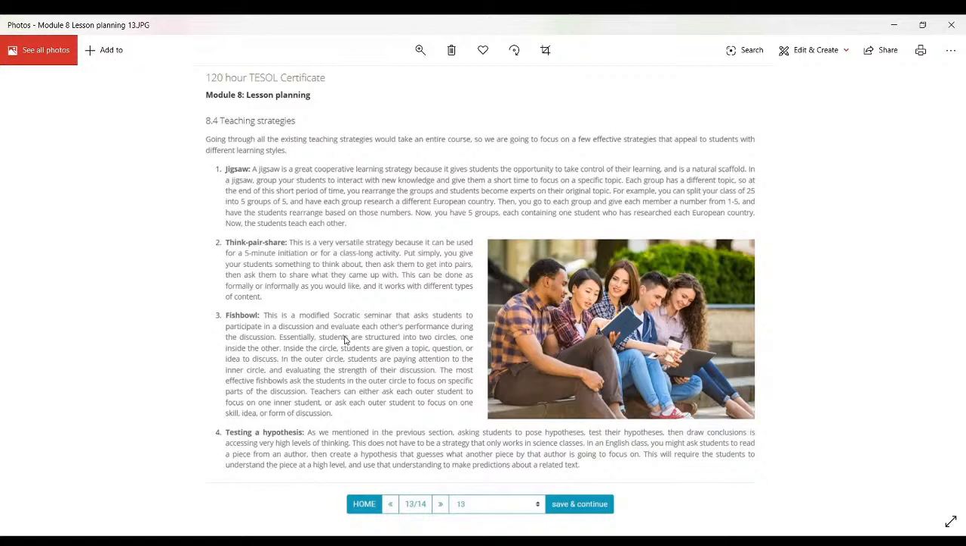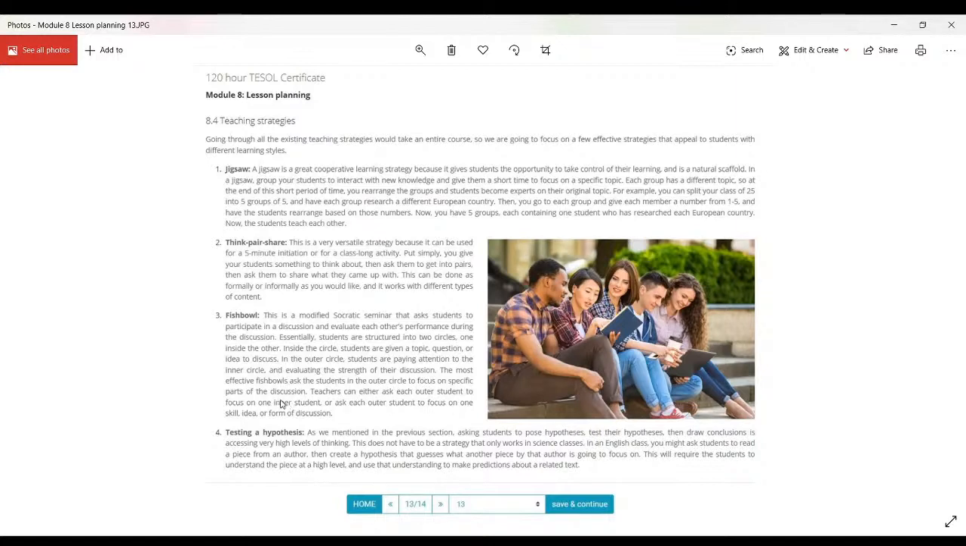Number 3, fishbowl. This is a modified Socratic seminar that asks students to participate in a discussion and evaluate each other's performance during the discussion. Essentially, students are structured into 2 circles, one inside the other. Inside the circle, students are given a topic, question, or idea to discuss. In the outer circle, students are paying attention to the inner circle and evaluating the strength of their discussion.